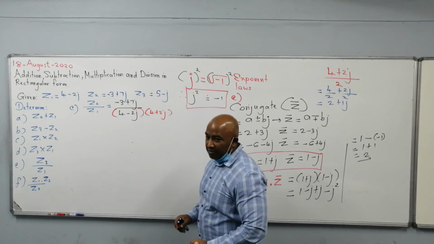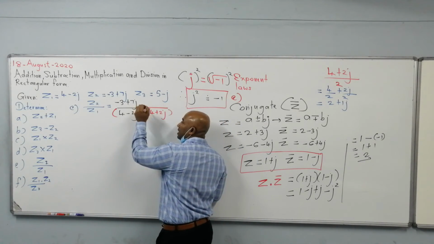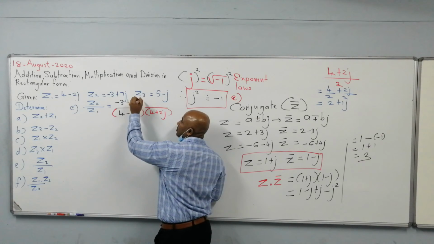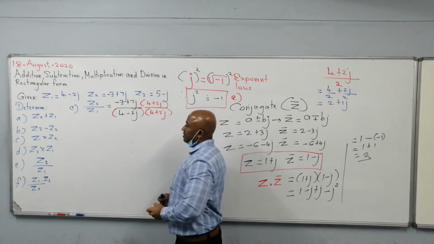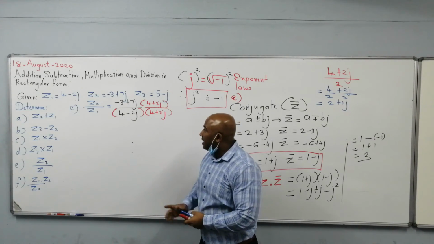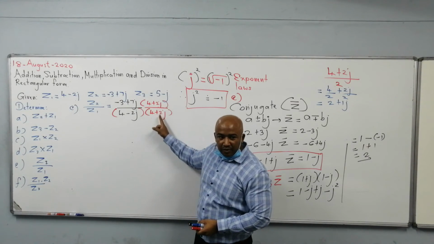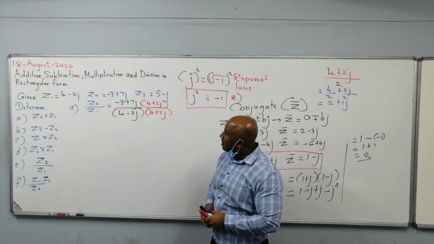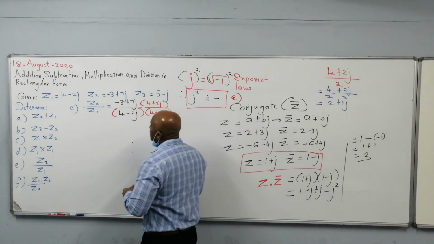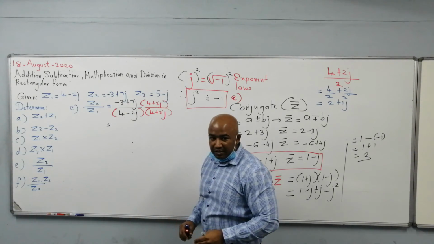Now remember, I cannot just write down 4 plus 2j in the denominator. Whatever I do in the denominator, I must do in the numerator: 4 plus 2j. Effectively, I am multiplying this fraction by 1. Can you see that this is 1? Anything divided by itself is 1. So now, what will I do? Multiply out the numerator, multiply out the denominator.